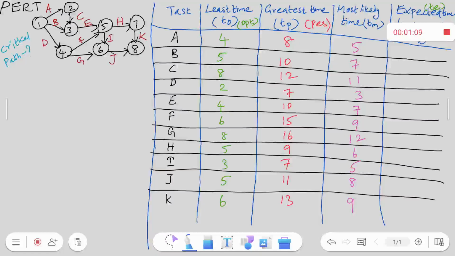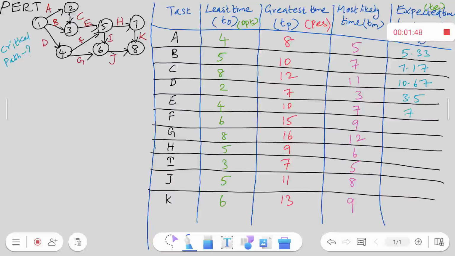So first step, I have to find out the expected time, which is TE, and the formula is given by T0 plus TP plus 4TM, divided by 6. So we have to add the least time with the greatest time plus 4 times the most likely time, divided by 6. All the 3 values are available in the tabular column. So the first value is 4 plus 8 plus 5 into 4, 20, divided by 6. So the answer is 5.33. Similarly, calculate for all the values and write them down in the tabular column.